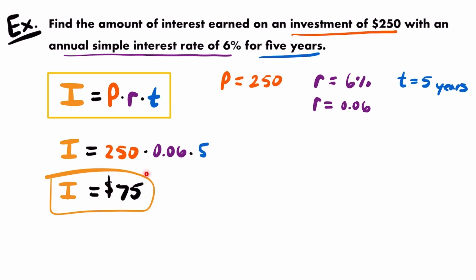All right, so what this answer tells us is that an investment of $250 that earns an annual simple interest rate of 6% will generate $75 over a period of 5 years. All right, let's take a look at another example.